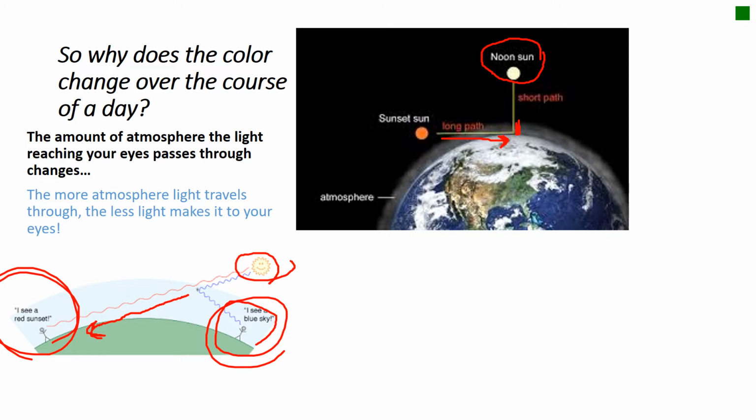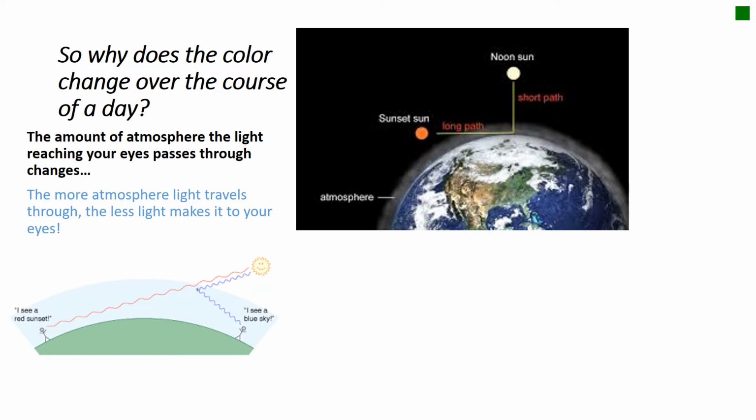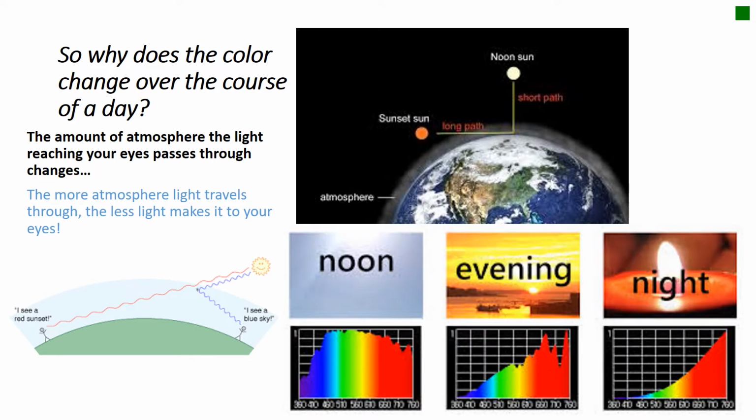The high energy stuff gets scattered first. The less energetic red, orange, yellow light is going to be able to make it through that atmosphere into your eyes. That's what you observe. And so that's why you get that weird sort of effect.